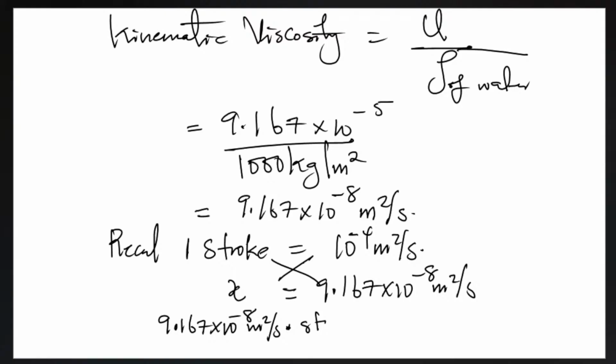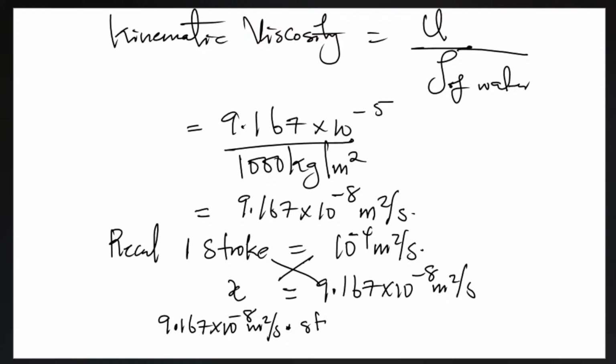Are we together? Now, what are you left with on the other hand of your equation? On the other hand of your equation, this is 10 raised to the power of -4 meter square per second, multiplied by x. So what you do is we divide both sides by 10 raised to the power of -4 meter square per second. Now you can see that your meter square per second will cancel out meter square per second, and you are left with strokes here.